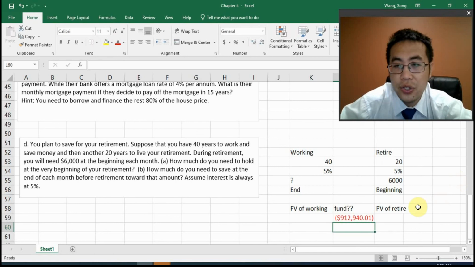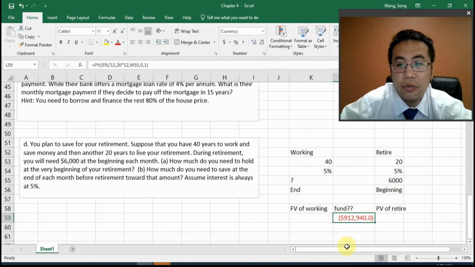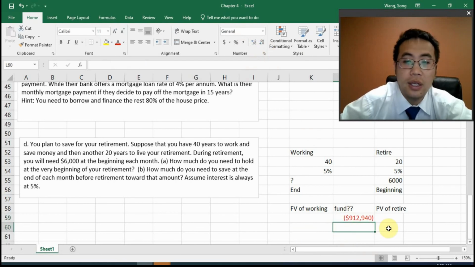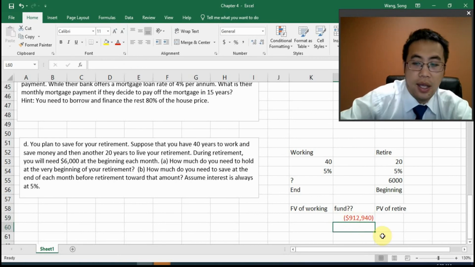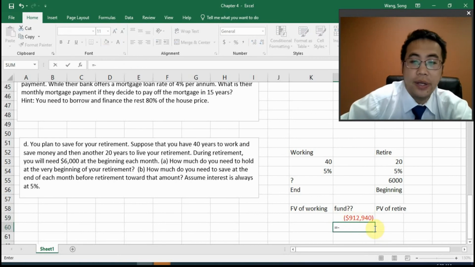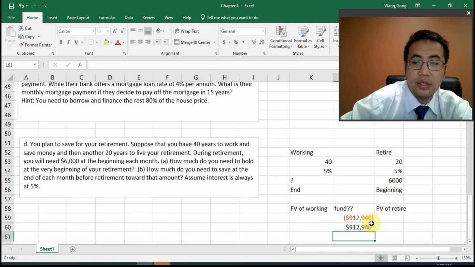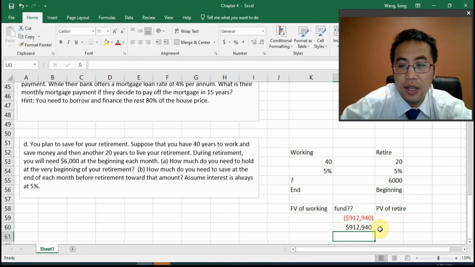So this is how much I need to save toward my retirement. It's nearly $1 million. It's 912,940. All right. And during my working stage, this is my goal. I'm going to put a negative sign in front of it. So I need to save this much money, $912,000.